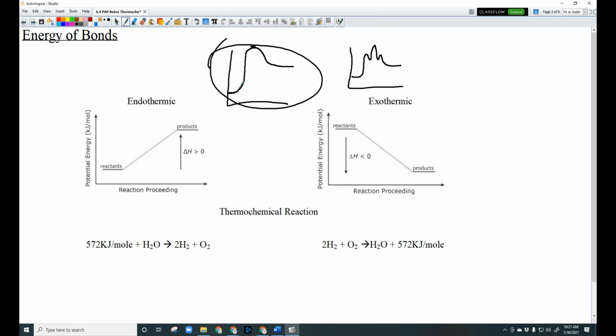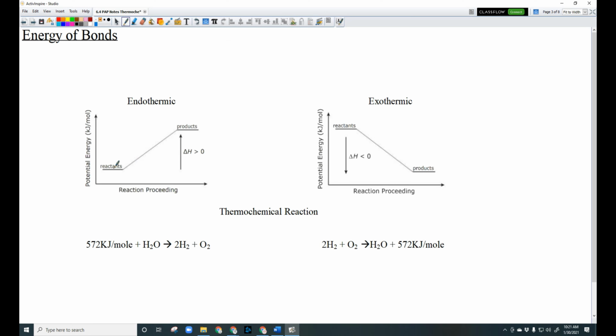But basically, overall, you have your reactants that start with this amount of potential energy, and they'll end with this amount. Okay, and this is called endothermic. So it actually stored energy within these bonds. The products of that reaction have more energy than the reactants. Okay, endothermic. And the delta H for this is always going to be greater than 0. So it's going to be a positive energy.